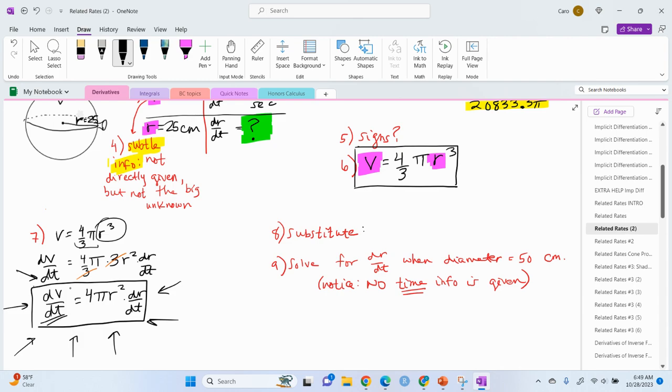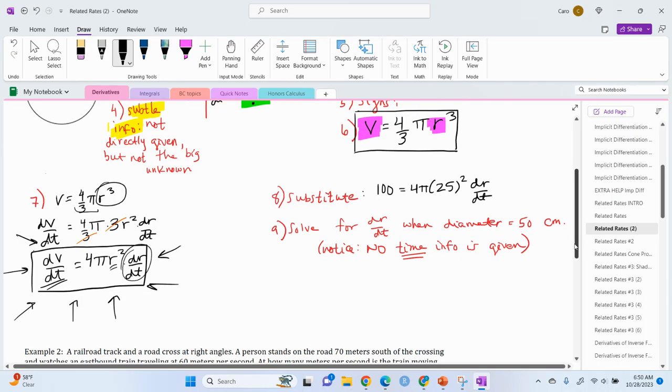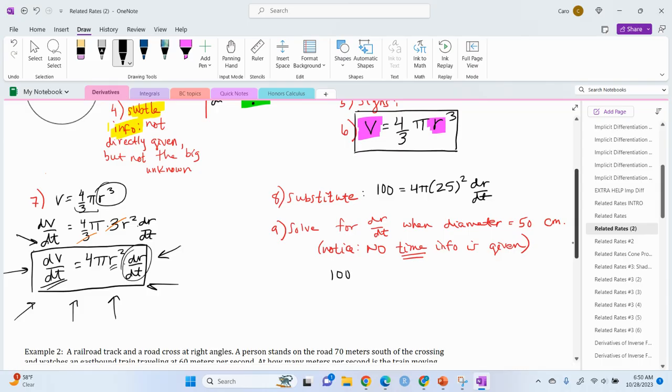Okay, I need to be plugging in dV/dt. 4 and pi are constants. I know my radius. This is the big question mark. All right, so I'm going to have 100. That was the rate of change of volume. 4 pi r is 25 squared, and dr/dt. Last thing we have to do is just solve for dr/dt. The hard part is done. This is really just algebra at this point and simplifying. So if I want to solve for dr/dt, let's move all of this to the other side. So divide by 4 pi 25 squared, 4 pi 25 squared.